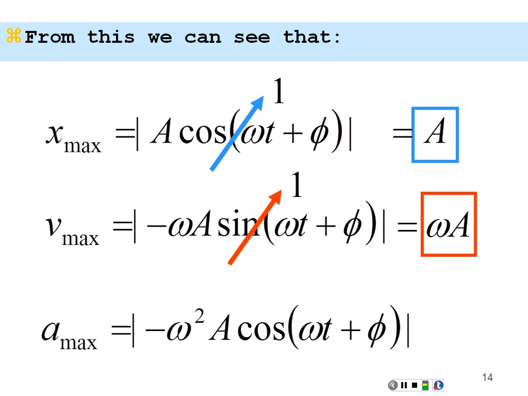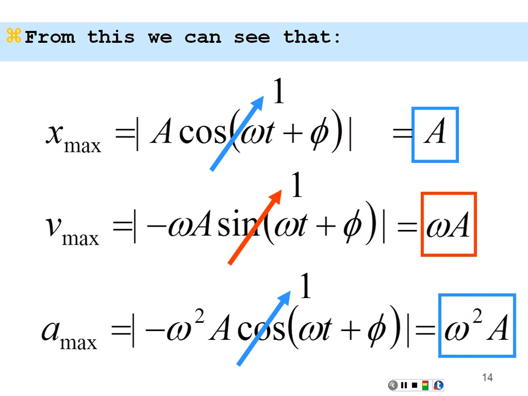Our maximum acceleration will correspond to when the cosine function is also 1. And that will have a value of omega squared times A. And that will occur when I reach my maximum position, either away from equilibrium, either below or above this location. So my maximum position is A, my maximum velocity is omega times A, and my maximum acceleration is omega squared times A. So two things that are good to know are the angular frequency omega and A, because I can get all this information based on those two things.